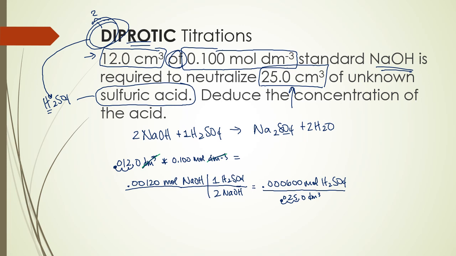0.000600 divided by 0.025 is going to give us a grand total of 0.024. Keep one more 0 for sig figs, moles per cubic decimeter of sulfuric acid. So here we have this titration.